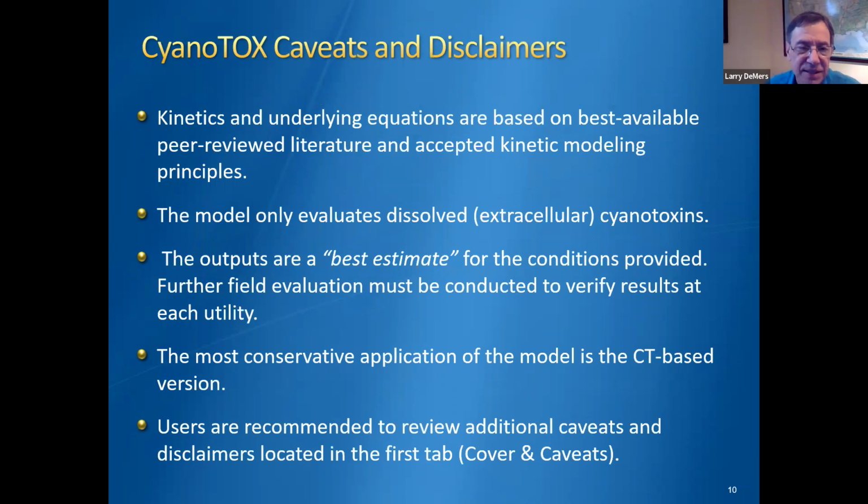Every tool like this that's developed has certain caveats and disclaimers. I'm not going to read through all of these, but there are certain ones that are important. The purpose of the spreadsheet is to assess the impact of oxidants for destruction of dissolved or extracellular toxins. So that's primarily how it's used. The most conservative way to use the model is the CT-based approach, which I'll cover in a minute. But I encourage you to read through that section of the spreadsheet that talks about how to use it, maybe how not to use it.